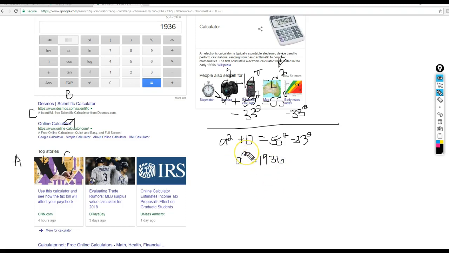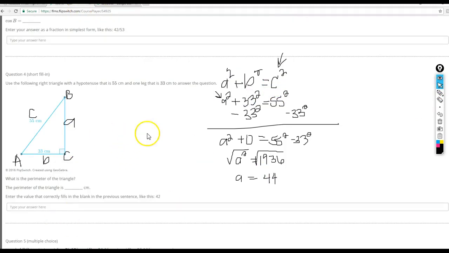Now, this is a squared, and the inverse operation of a squared is the square root. So we're going to square root both sides. So the square root of a squared is a, and that's going to equal, what is the square root of 1,936? 44. So, a's distance is 44.